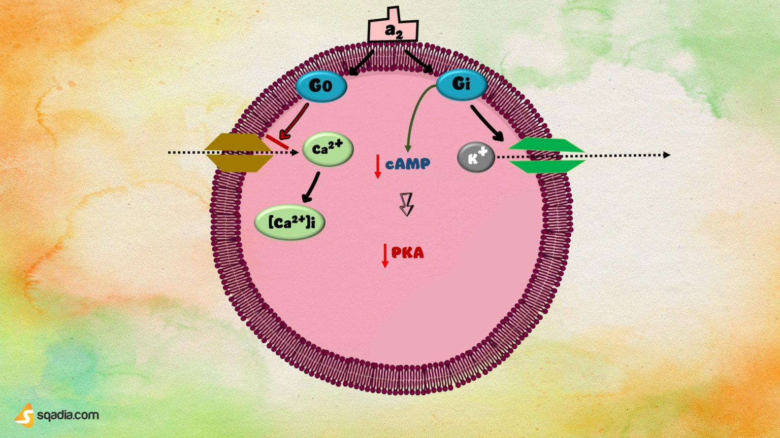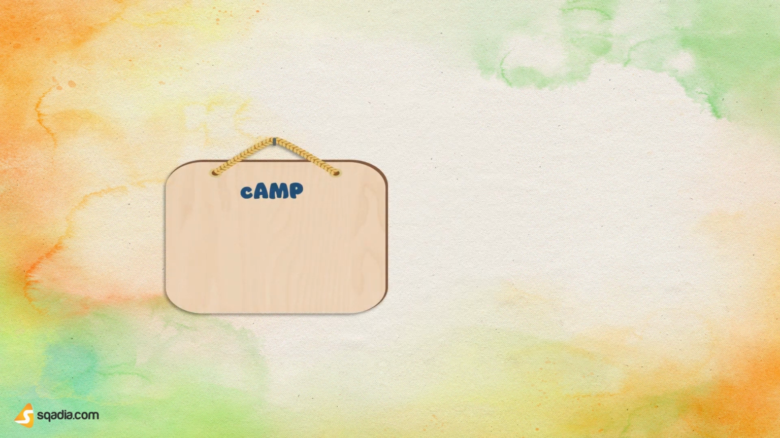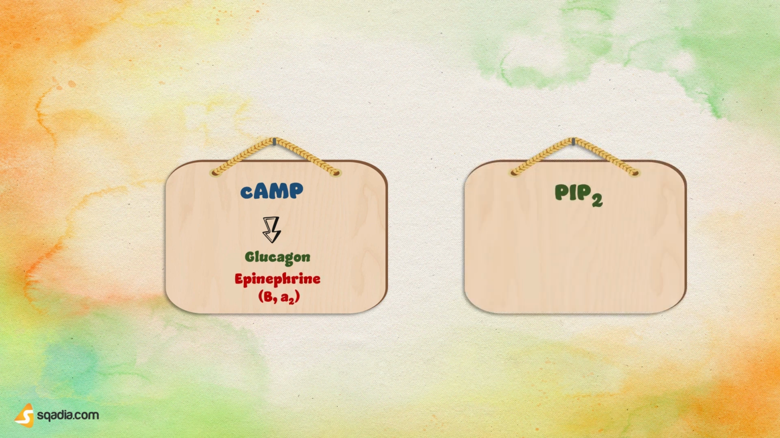In case of Gs protein, adenylyl cyclase activity increases, which leads to an increase in cAMP and also protein kinase A. Moving towards examples, examples of the cAMP pathway are glucagon and epinephrine. Examples of the phosphatidylinositol 4,5-bisphosphate pathway are vasopressin and epinephrine.